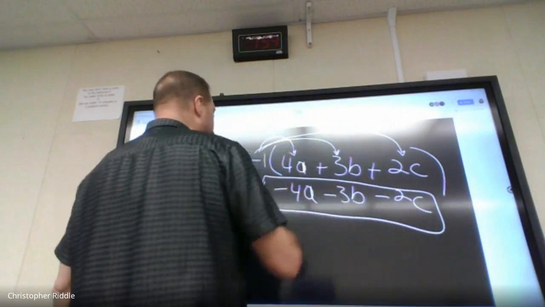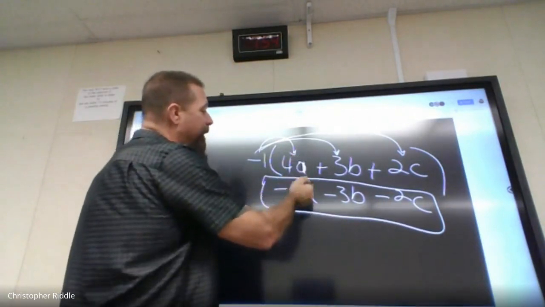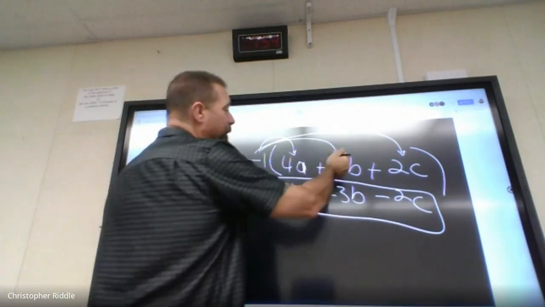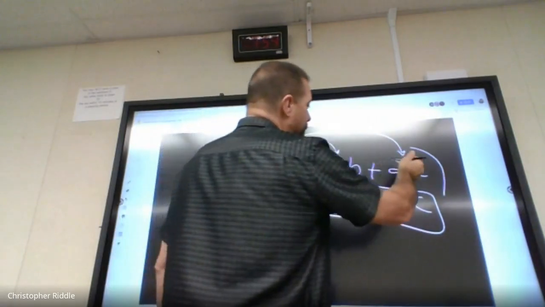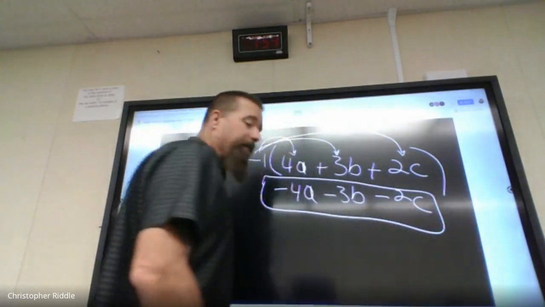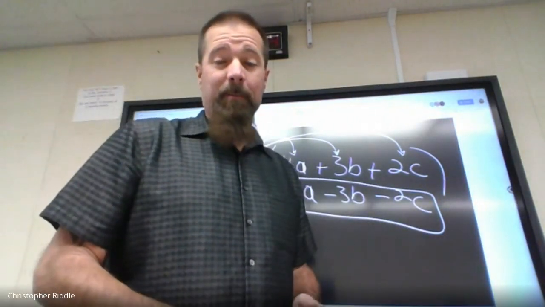And if we look closely, we have created the inverse, the opposite. We have turned our positive 4a into a negative 4a. We have turned our positive 3b into a negative 3b. We have changed our positive 2c into a negative 2c. We have created the opposite, or the inverse, right?